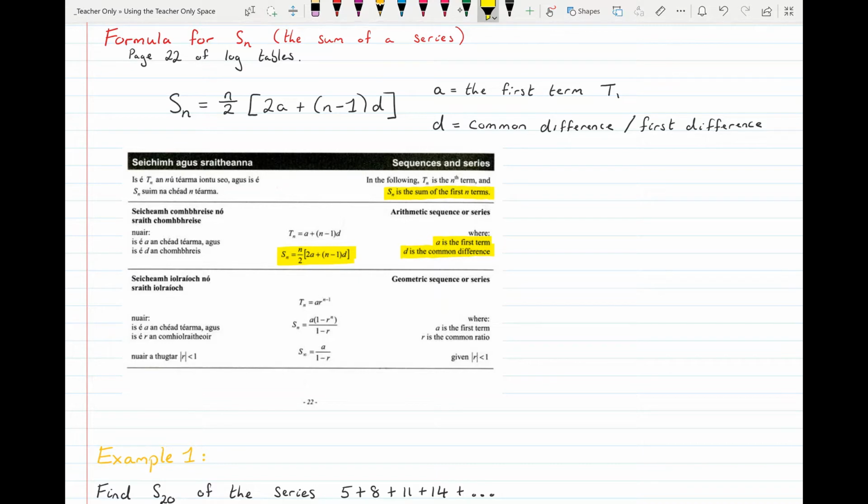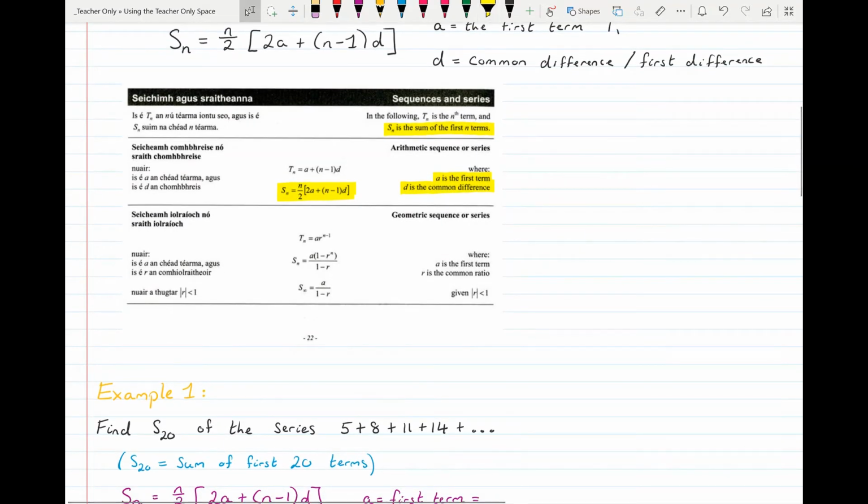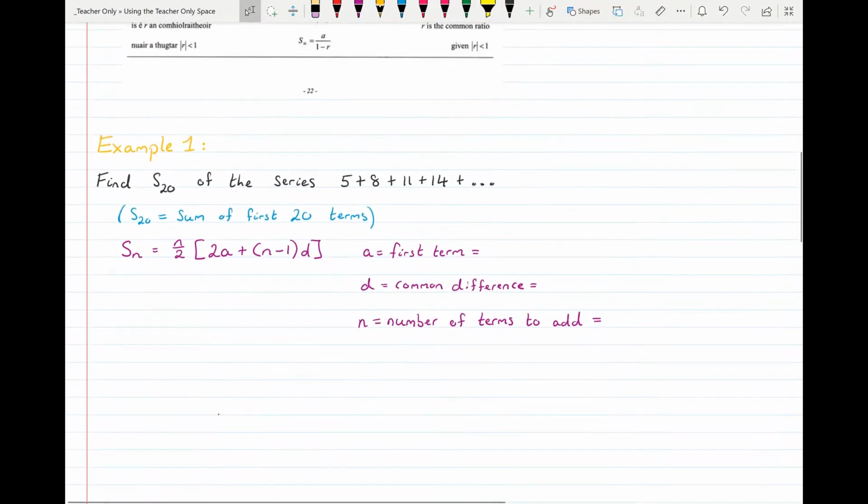And as you can see here, highlighted, it says Sn is the sum of the first n terms, where a is the first term, d is the common difference, and then it gives you the formula. We'll be using our a and d just as we were with the sequences. And let's look at an example.